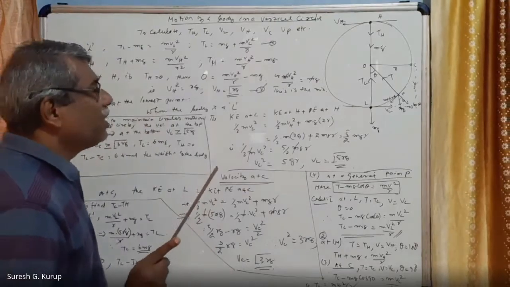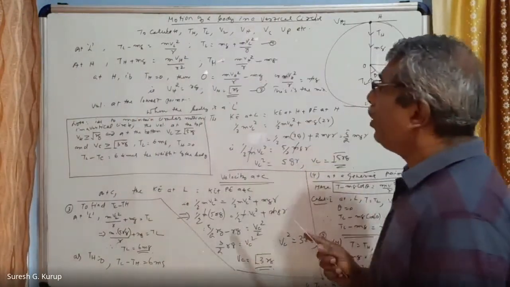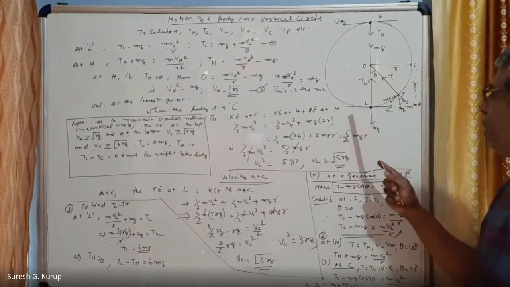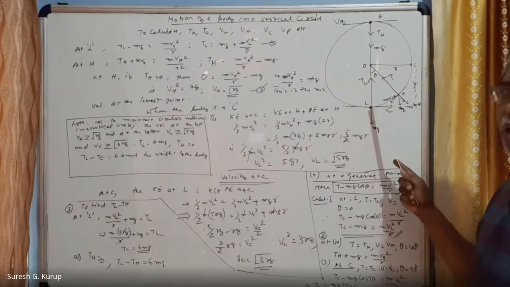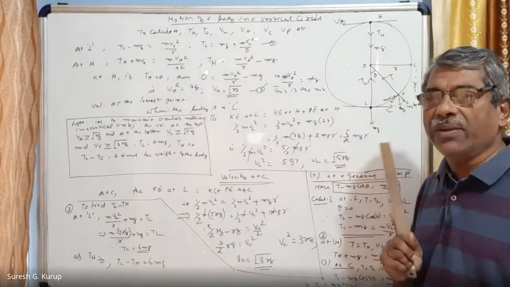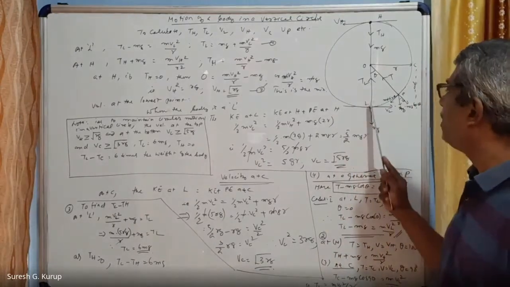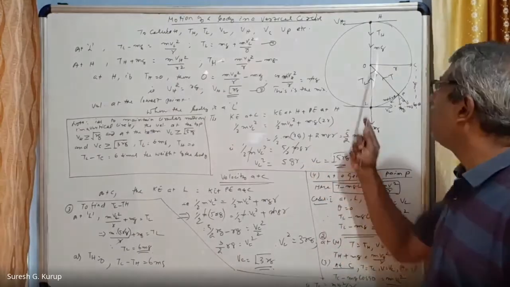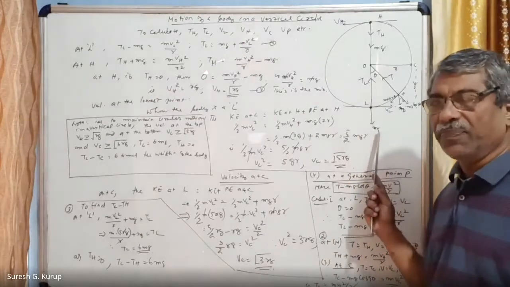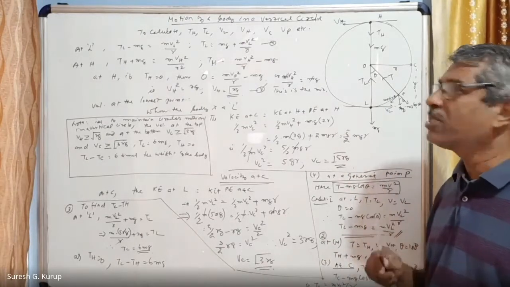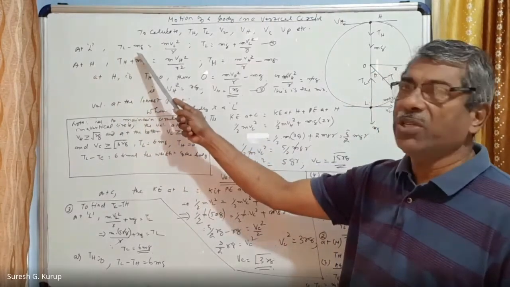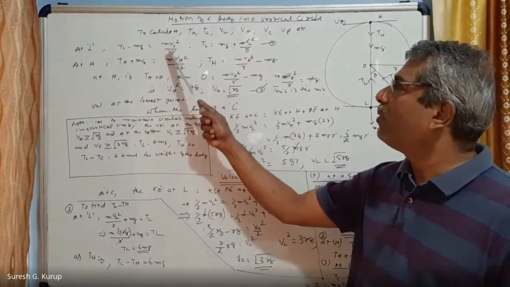Now let us suppose that the body is at the lowest point. This is the ground level, right? At this point, you can see that mg is acting vertically. What is mg? mg is the weight of the body, acting vertically downwards. And the tension in the string is acting in the upward direction, right? So the resultant of these two is TL minus mg. TL minus mg will provide the centripetal force. So that is why it is written here. At L, TL minus mg is equal to VL square divided by R.